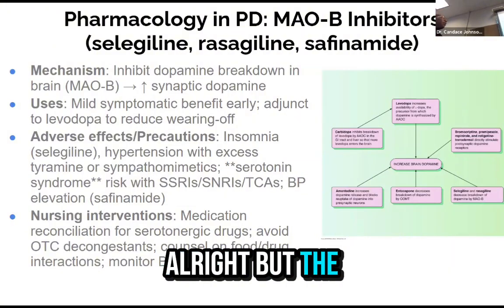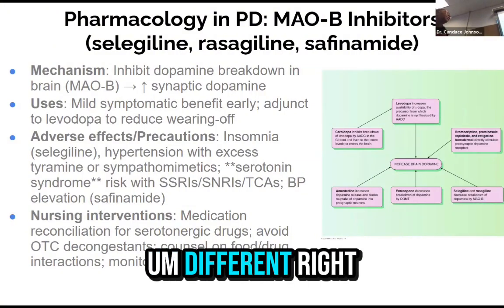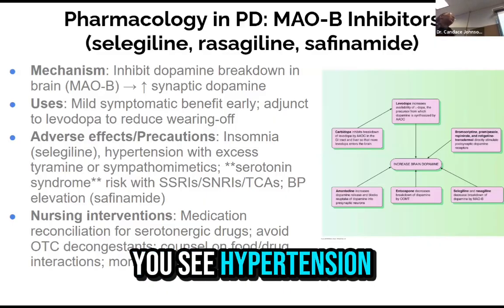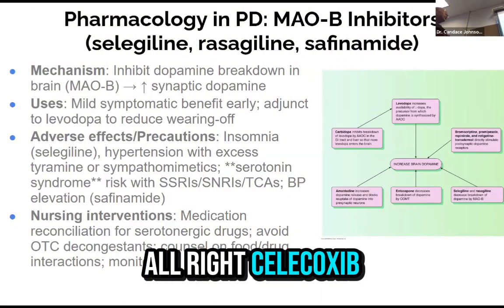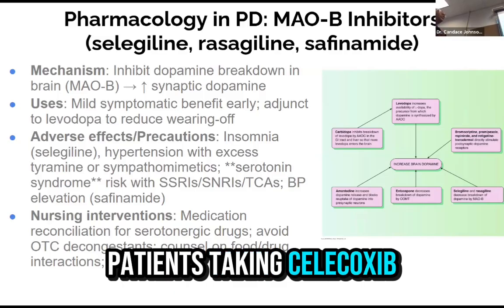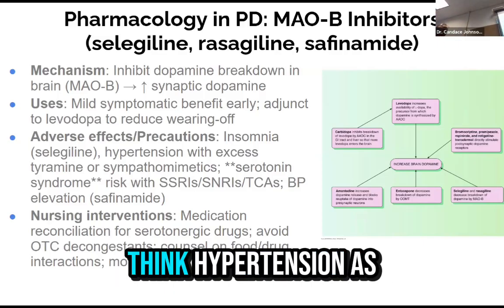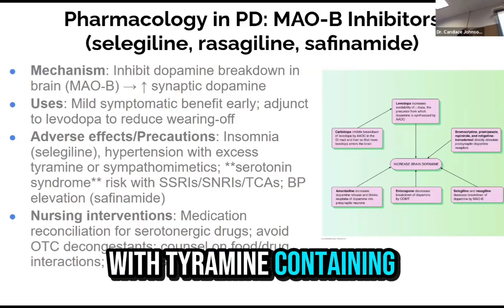All right, but the adverse effects are just a little different, all right? You don't see hypotension, you see hypertension with the MAO-B inhibitors, all right? Selegiline. So you get a question that says, patients taking selegiline, you know it's an MAO-B inhibitor, don't think hypotension, think hypertension as a precaution, okay? And hypertension with tyramine-containing foods.